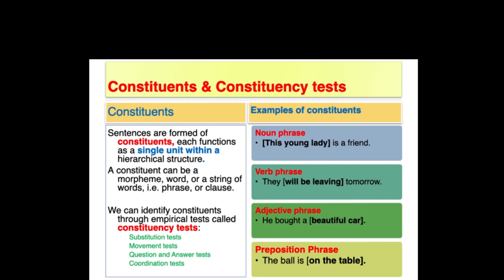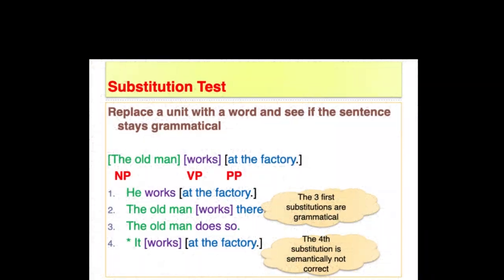Now, in the next slide, we are going to have a look at how we know that a string of words formulates a constituent. We can know this through what we call constituency tests, and I'm going to provide examples of 4 different tests. There are substitution tests, movement tests, question and answer tests, and the last one is coordination tests. Let's start with substitution tests.